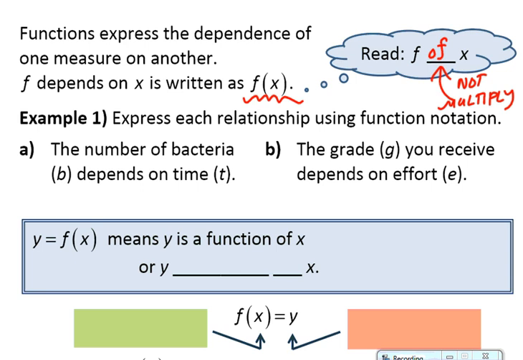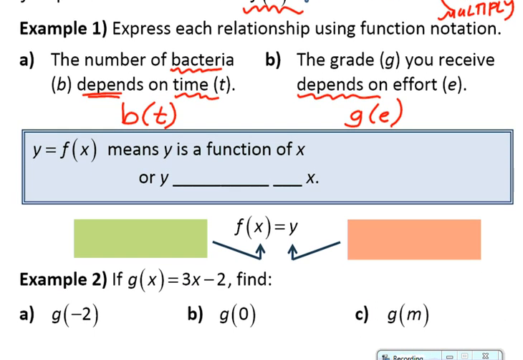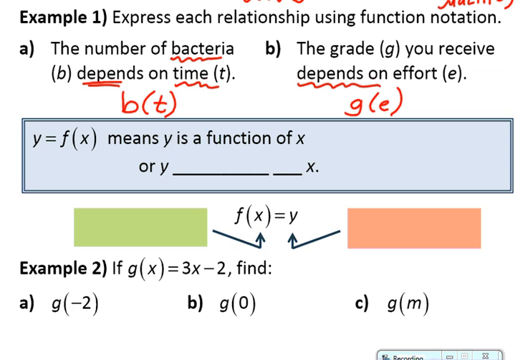Example 1, express each relationship using function notation. If the number of bacteria depends on time, we say that's B of T. If the grade G you receive depends on the effort, we call it G of E. A lot of times when we name functions, we name them with a meaning that matches what we're talking about. So y equals f of x means y is a function of x, or y depends on x.